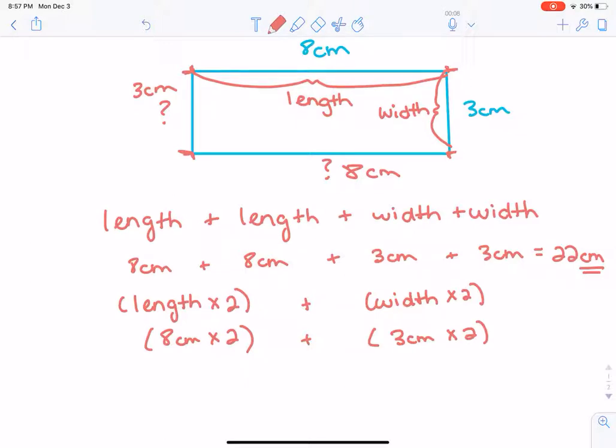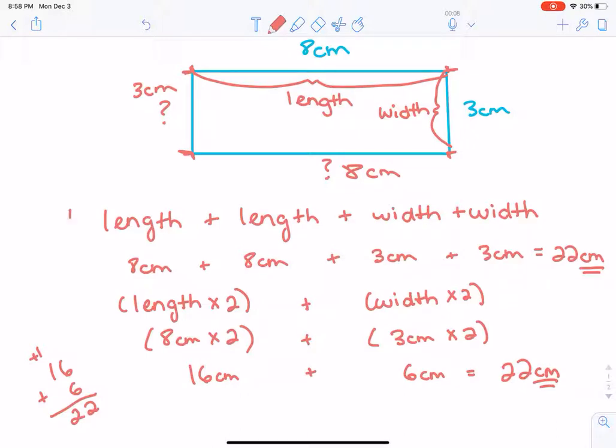So 8 times 2 is 16 centimeters, plus 3 times 2, which gives us 6 centimeters. And now if we add those two numbers together, our 16 plus our 6, let's see if we can figure that out on the side. 16 plus 6. So 6 plus 6, let's see, it's 12. So we put our 2, we're going to carry our 1. 1 plus 1 is 2. So that does give us our 22 centimeters, not forgetting our units.